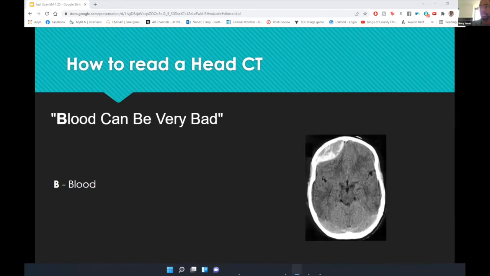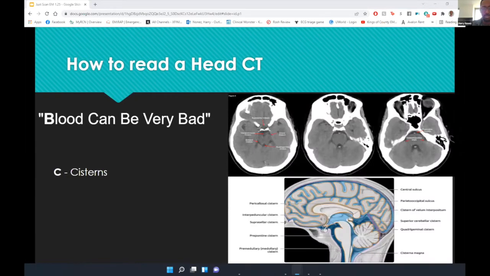So let's talk about how to read a head CT. The first mnemonic, you may or may not have heard of it, is called Blood Can Be Very Bad. The first B stands for blood. When you're looking at a CT scan, you need to look for any evidence of bleeding. You'll usually see this in the acute phase as a bright white area, which signifies that there's a bleed.